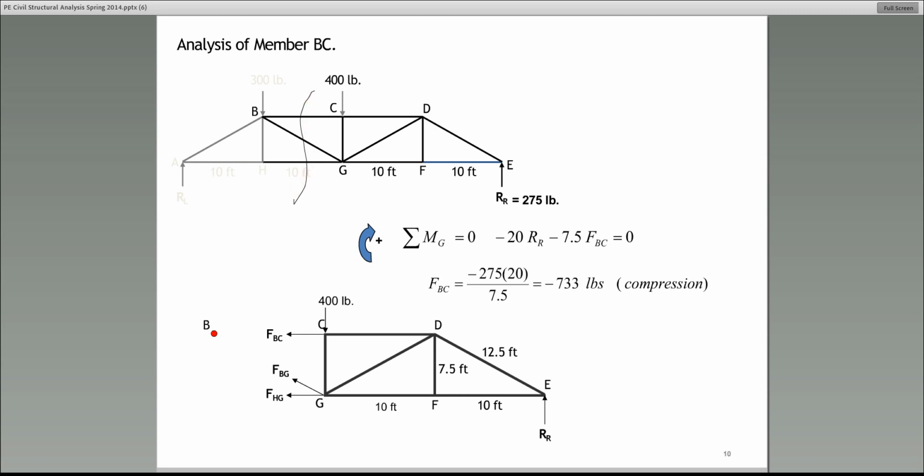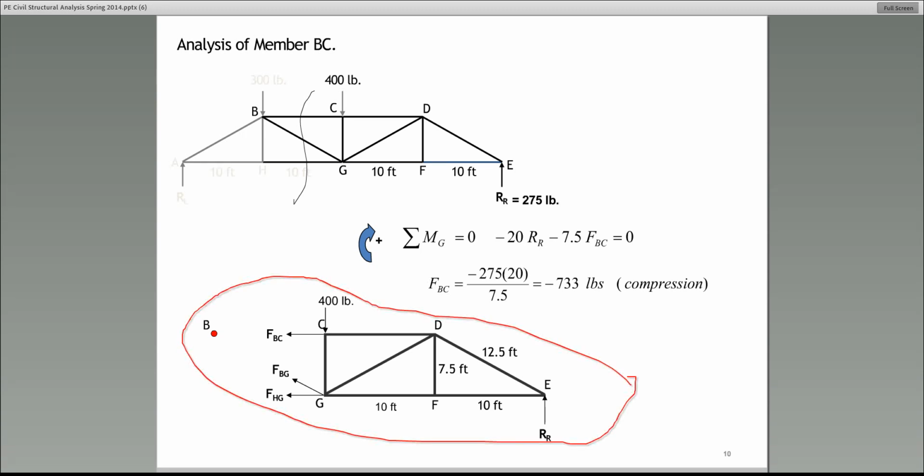So what do we do? First, we cut the truss. The next thing that we need to do is the following. We need to draw the free body diagram, the complete free body diagram, either to the right or to the left of the section. And that you could see down here, guys. You can see the free body diagram. In this case, I'm using the free body diagram to the right of the cut. It really doesn't matter whether you choose to use the one to the right of the cut or the left of the cut.